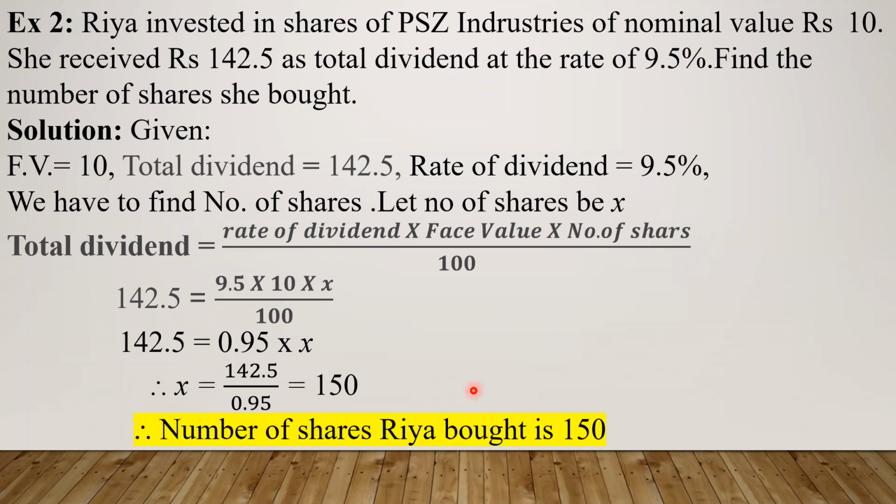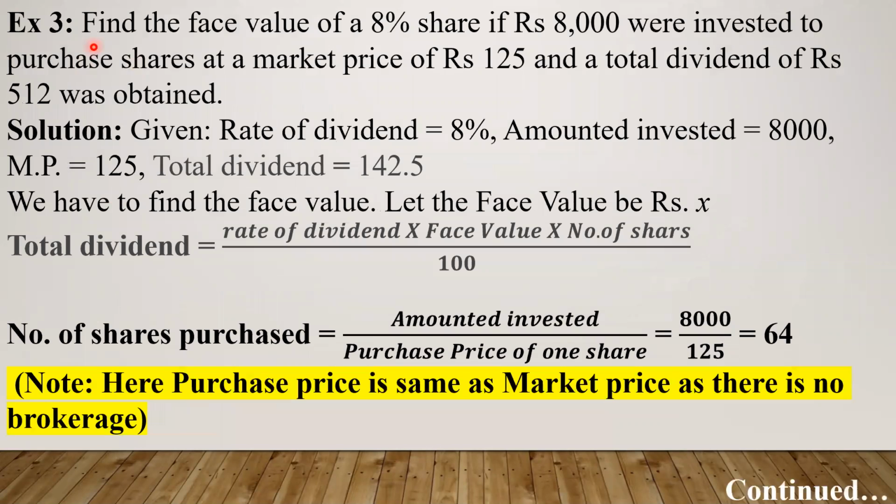Okay. Let us move to the third problem. In this problem, you have to find the face value. Find the face value of a 8% share if rupees 8,000 were invested to purchase shares at a market price of rupees 125 and a total dividend of rupees 512 was obtained. You have to read the question peacefully, slowly, try to understand and write down what is given to you.